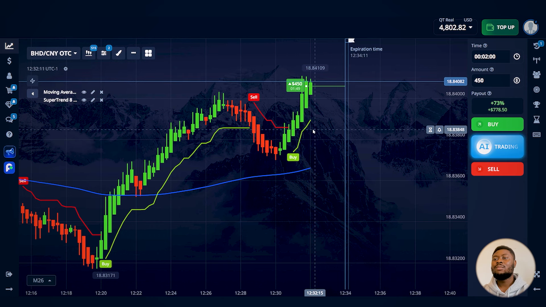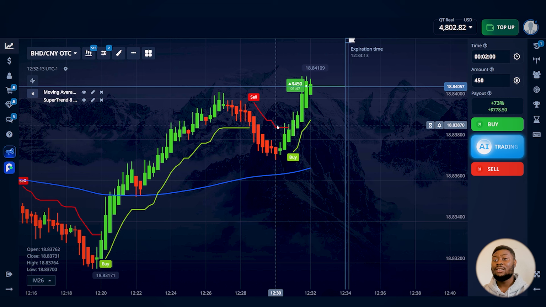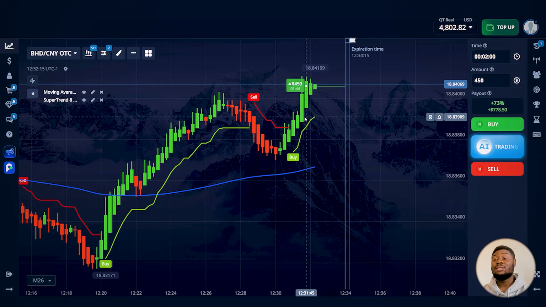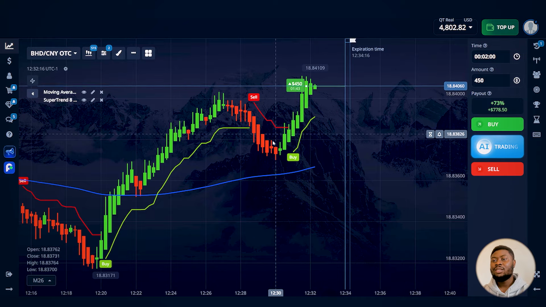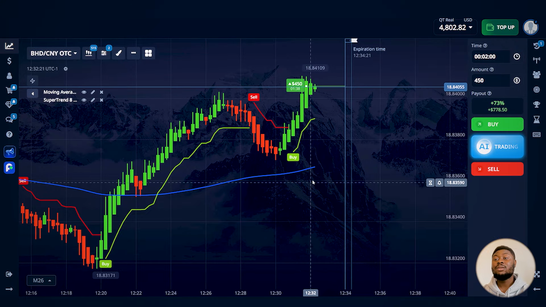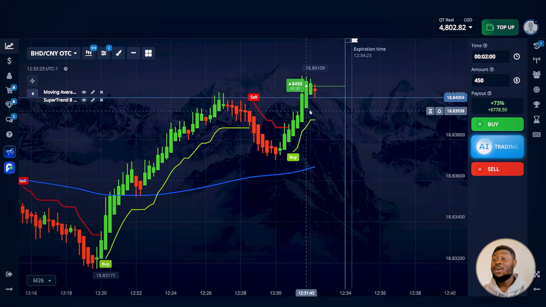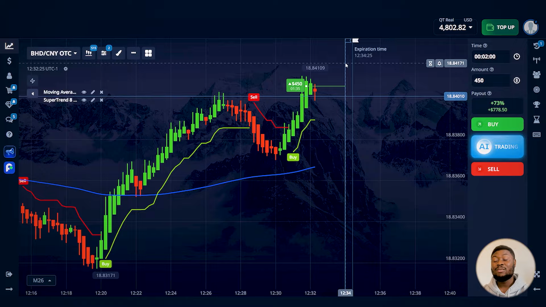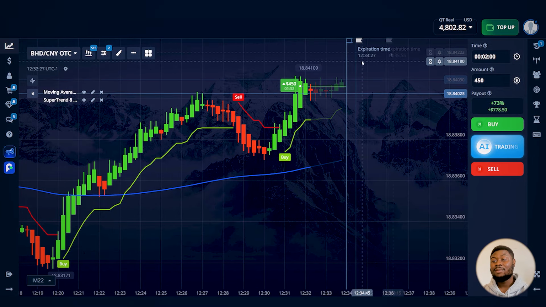The price chart is plotted above the moving average line, which means the price is rising. The super trend indicator also indicates a price increase. This means that there is an uptrend in the market. All I have to do is wait for the trade to complete and take stock.